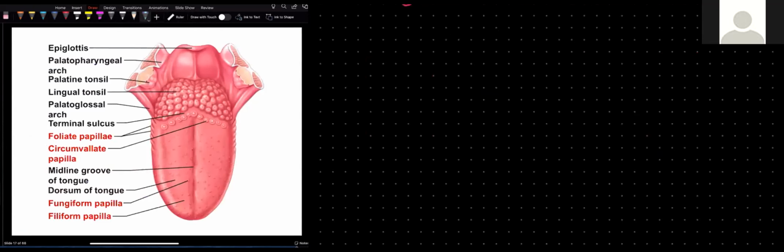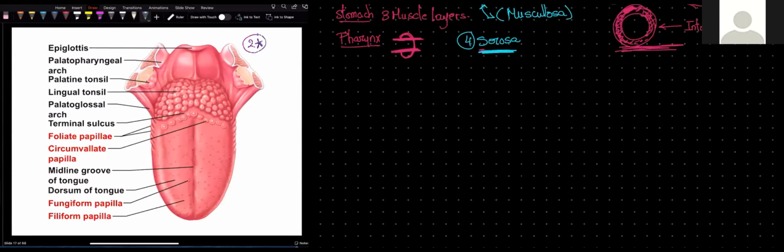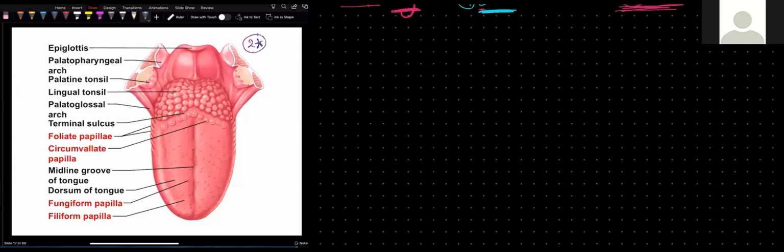A much less important diagram is going to be a two stars diagram showing the tongue. What you can see on here, we have the papillae on the dorsal surface of the tongue. We've got four different types of papillae, and those are the only thing I want you to know for this diagram: to be able to identify those four papillae.